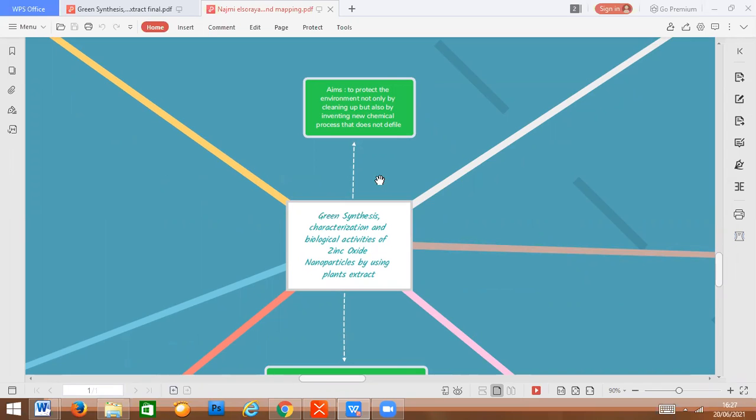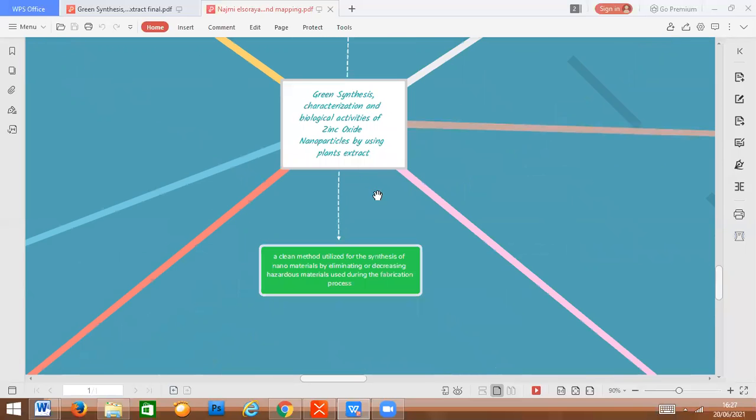The title of my critical review is Green Synthesis, Characterization, and Biological Activities of Zinc Oxide Nanoparticle by using plant extract. Before I explain more about my critical review, first I want to explain the definition of green synthesis. Especially for me, green synthesis is a new word that I hear. Usually I only hear synthesis in chemistry, and now I hear green synthesis.